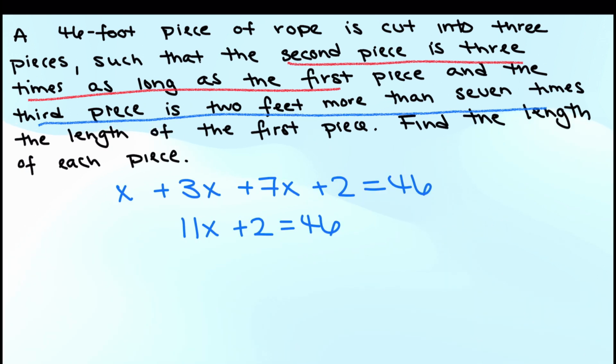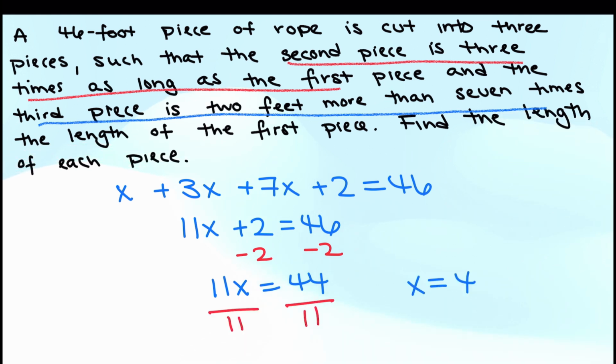To solve this equation, I'm going to combine like terms. 1x plus 3x plus 7x is 11x, plus 2 equals 46. We can minus 2 from both sides, so 11x equals 44. Divide both sides by 11, so x equals 4.